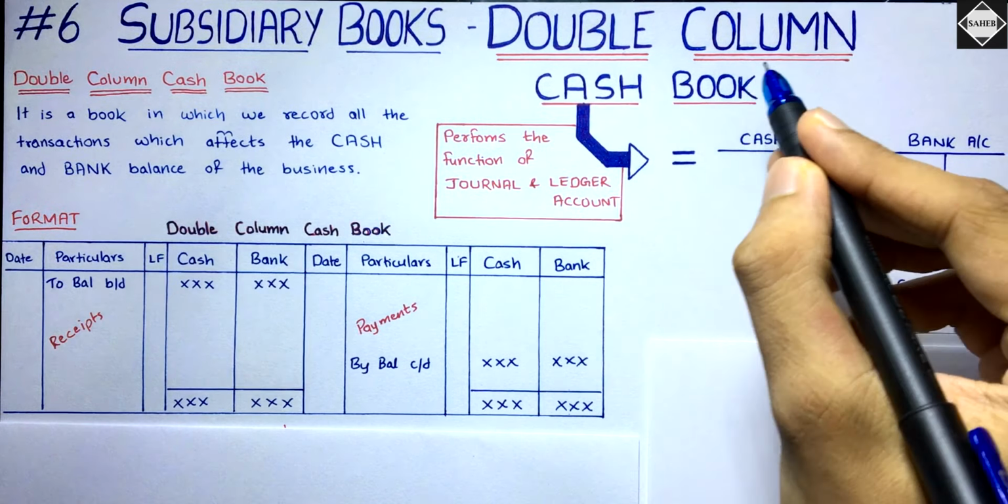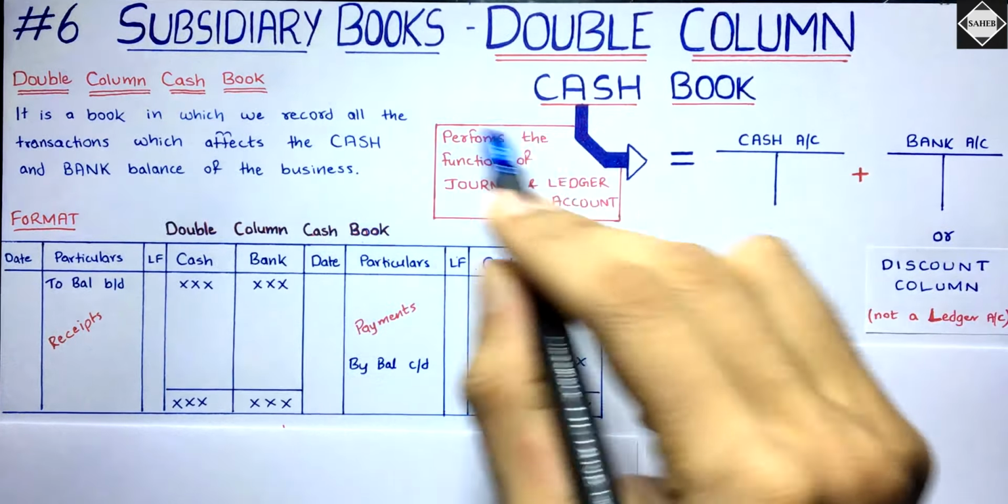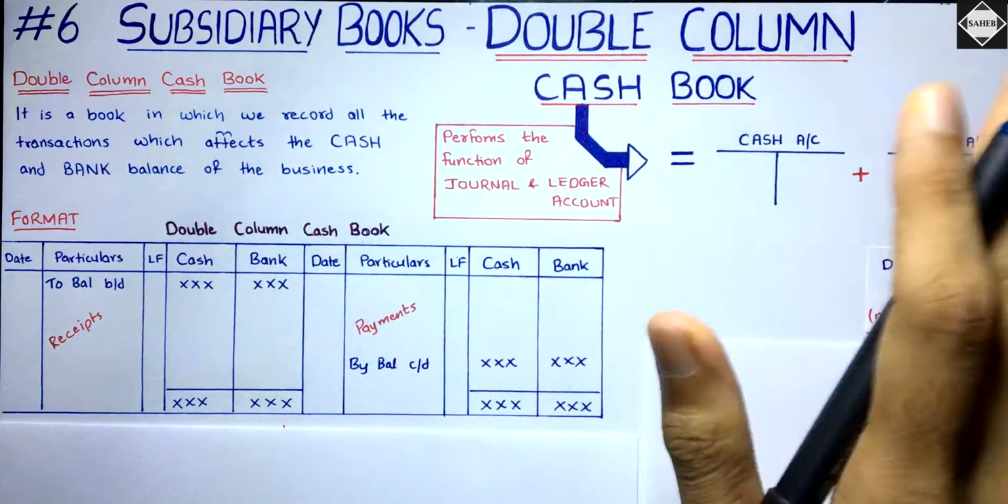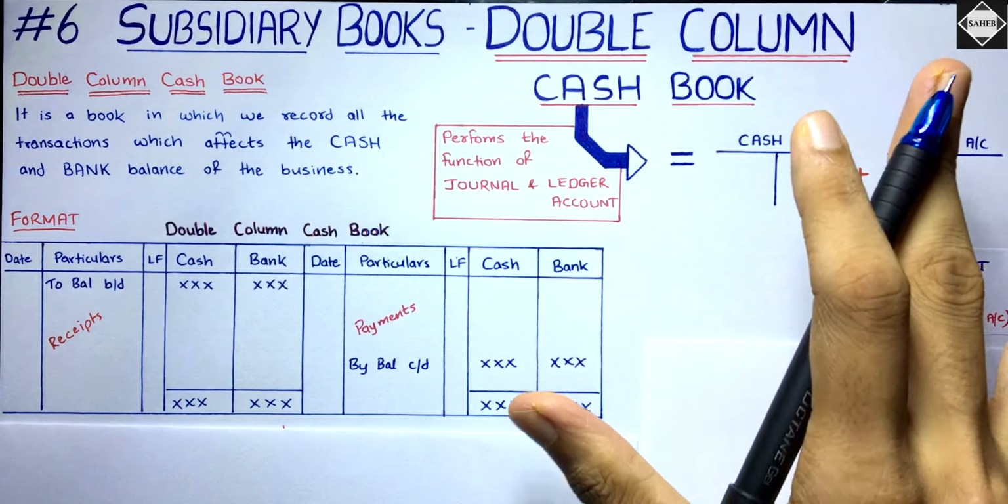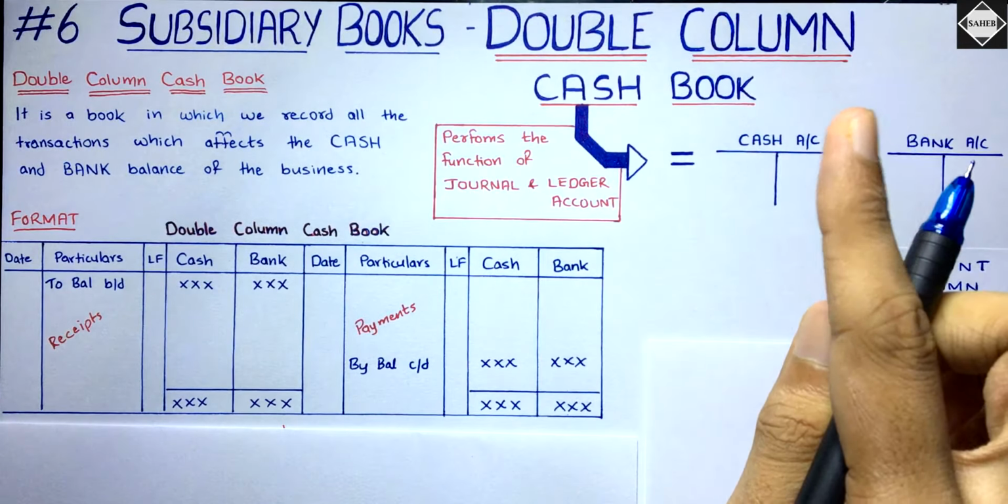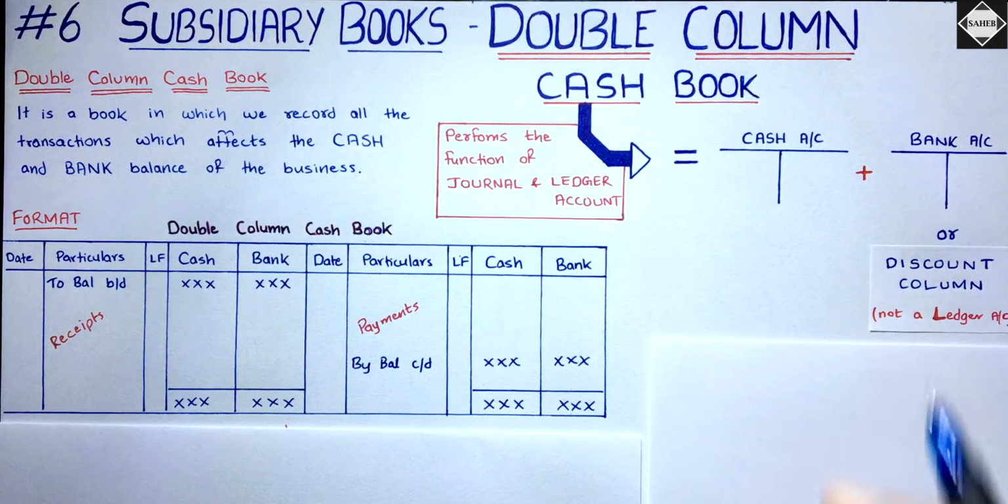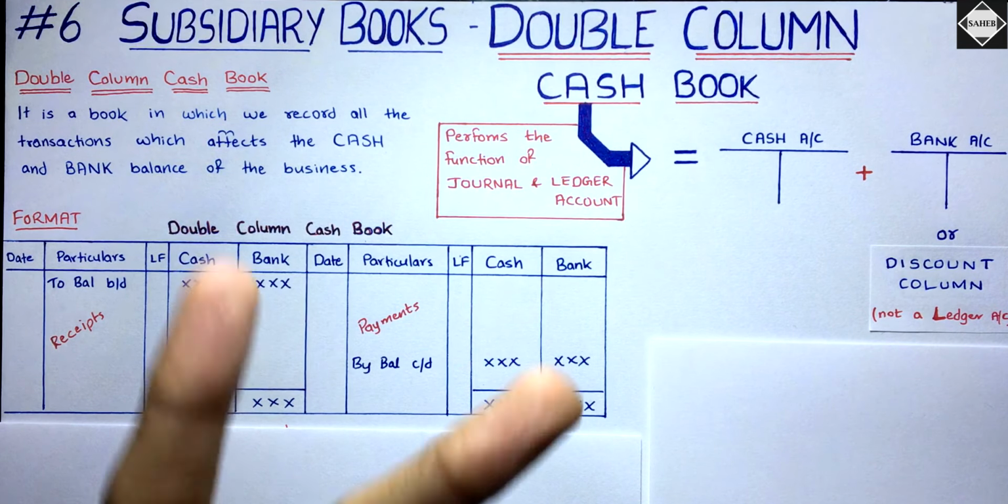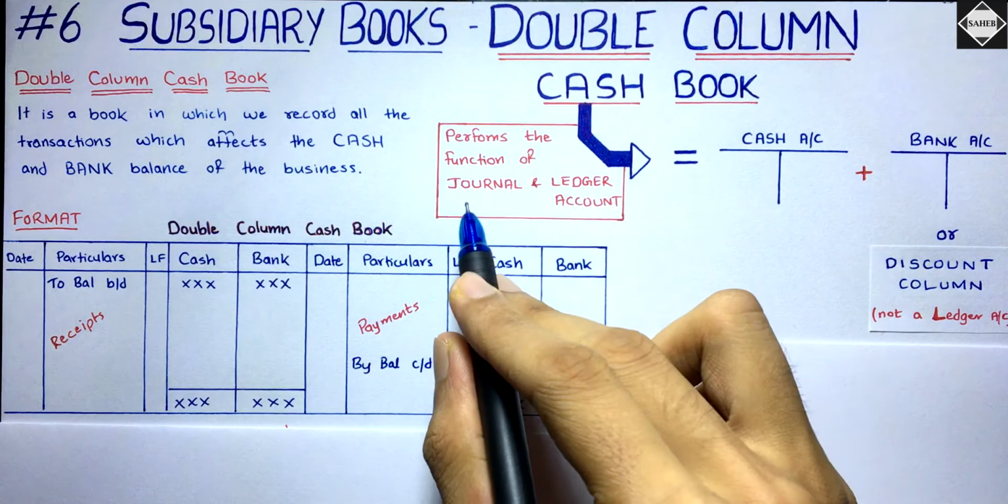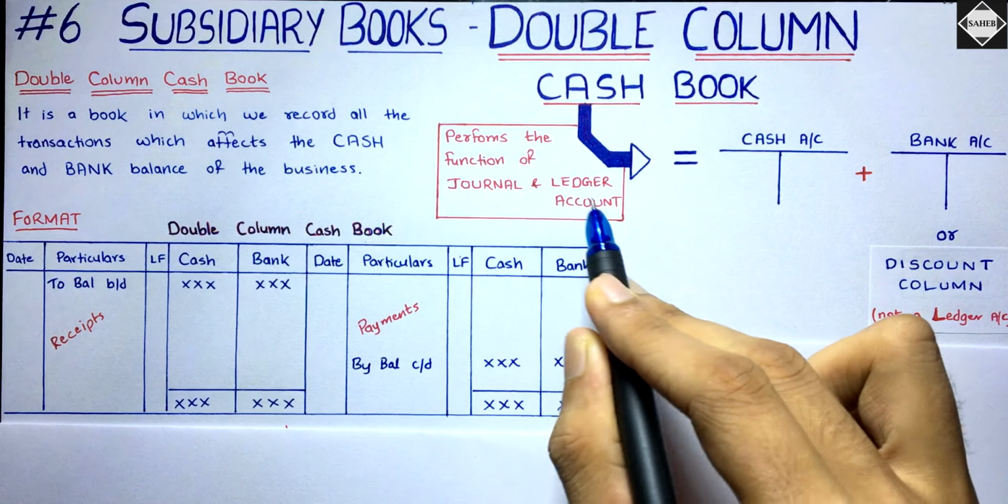You know, cash book is an exception in the subsidiary books. Cash book is not only a subsidiary book, but it is also the principal book. It's also the ledger. Cash book performs two functions. It serves two purposes, the journal as well as the ledger account.